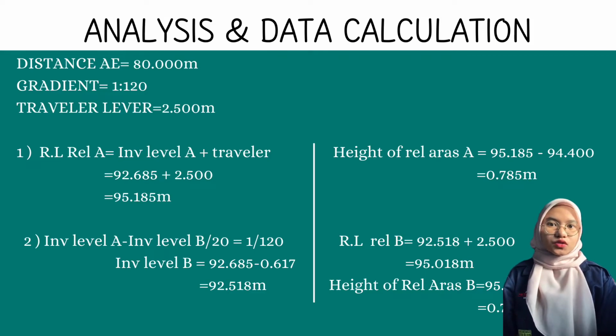Besides that, it is also important to know the invert level at every point. So the formula is invert level A minus invert level B per distance equals the value of gradient. For example, invert level A is 92.685 minus invert level B per 20 equals 1 per 120. So we can get the value of invert level B is 92.518 meter. So you can continue the calculation to find the other values.